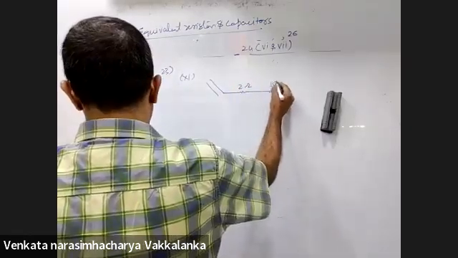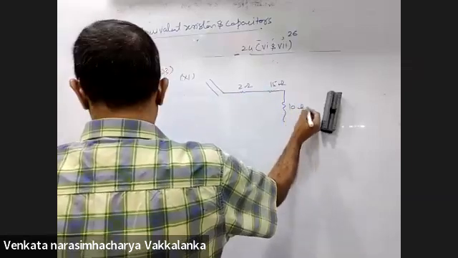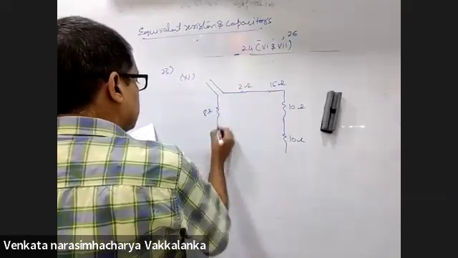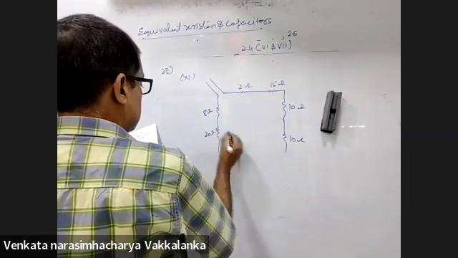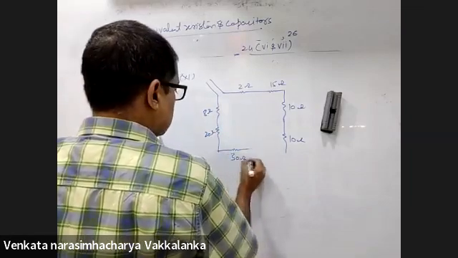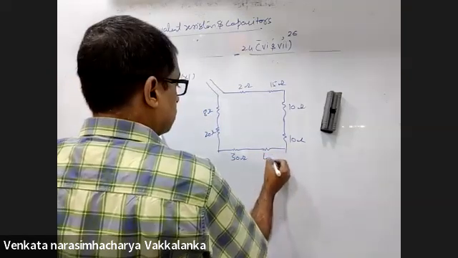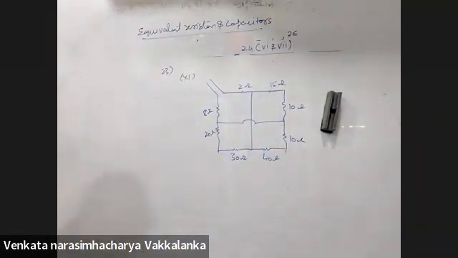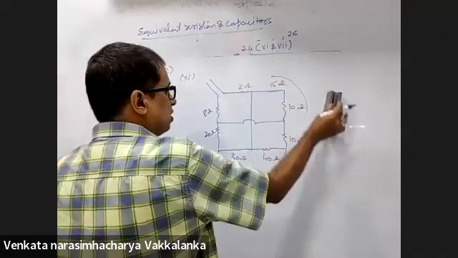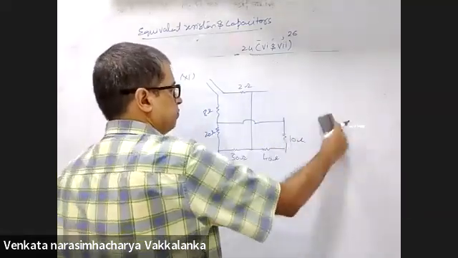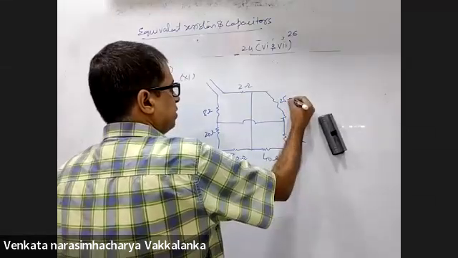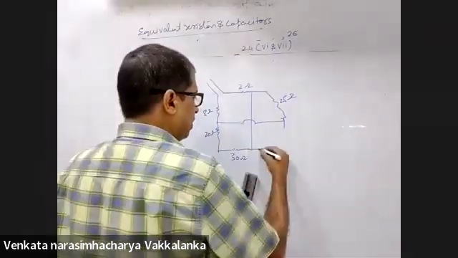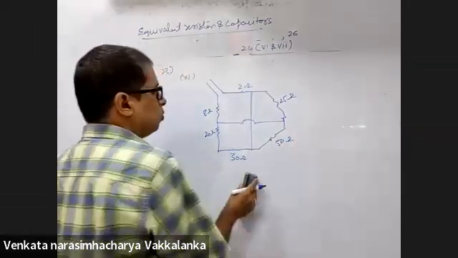2 ohms, 15 ohms, 10 ohms, 10 ohms, 8 ohms, 20 ohms, 30 ohms, 40 ohms. At the first instance, 15 and 10 are in series. Do you agree with that? Yes, sir. Can I make this 25 ohms? Yes, sir. 40 and 10 are in series. Can I make it 50 ohms? Yes, sir.